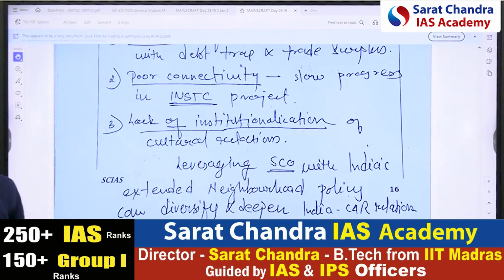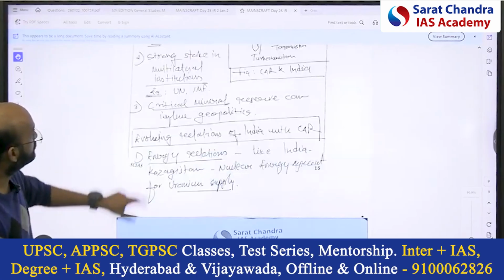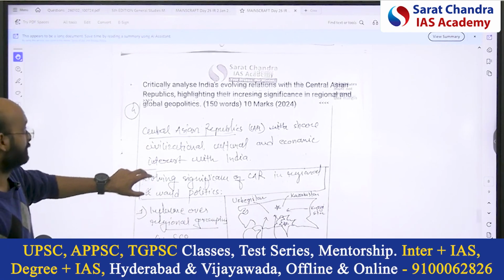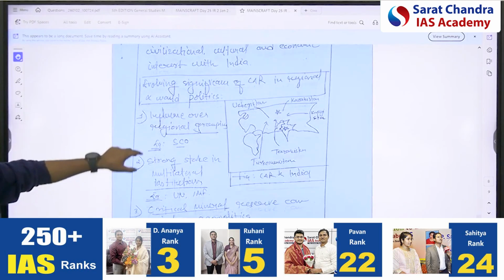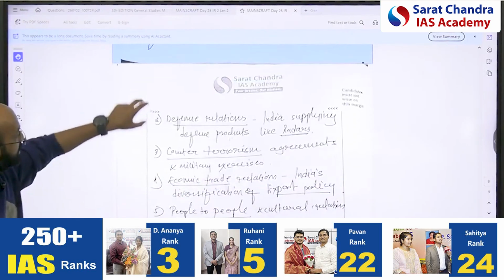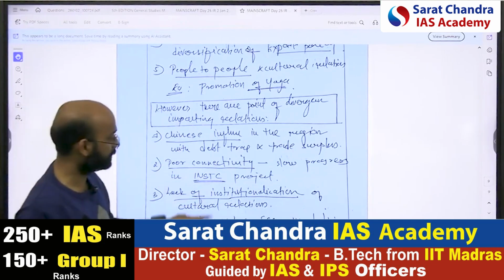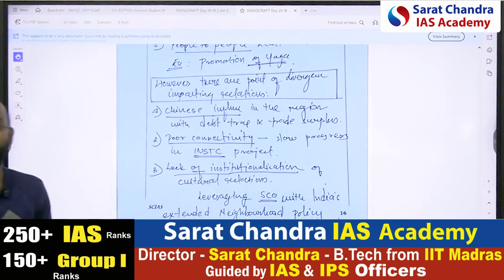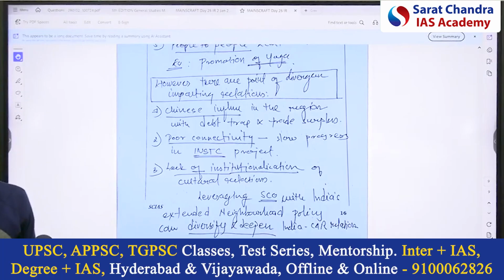As I said, the policies can be used in the conclusion. This can help you to conclude. So this is the second answer, to critically analyze India's evolving relations. This is the evolving significance, this is the evolving relation of India and Central Asia, and this is the critical analysis that sees some challenges. The conclusion, the way forward, gives some solutions. That way you can address this.